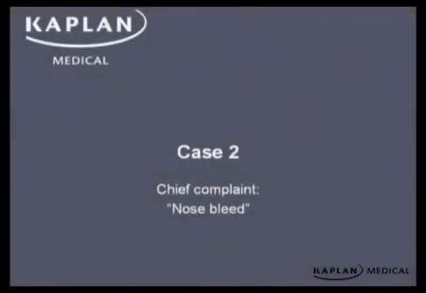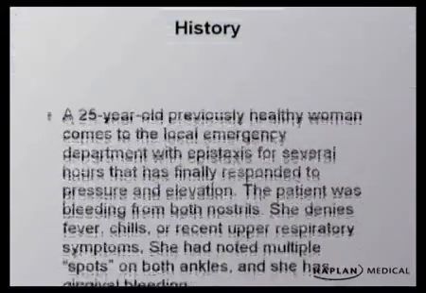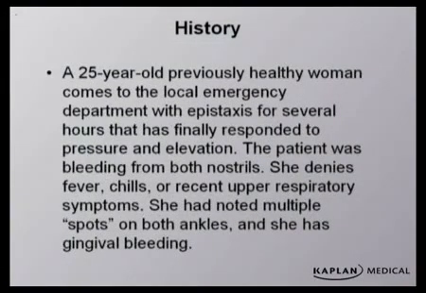Case 2 is a patient that presents with a nosebleed. A 25-year-old previously healthy woman comes to the local emergency department with epistaxis for several hours that has finally responded to pressure and elevation. The patient was bleeding from both nostrils. She denies fevers, chills, or recent upper respiratory symptoms. She had noted multiple spots on both ankles, and she has gingival bleeding.